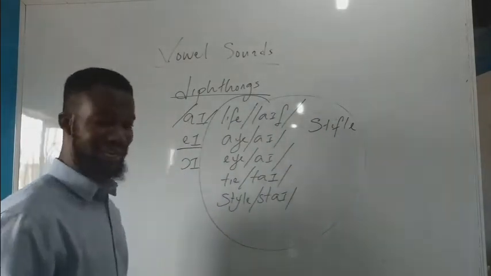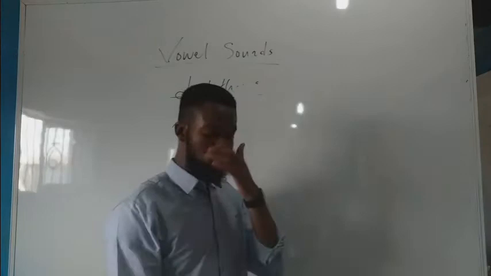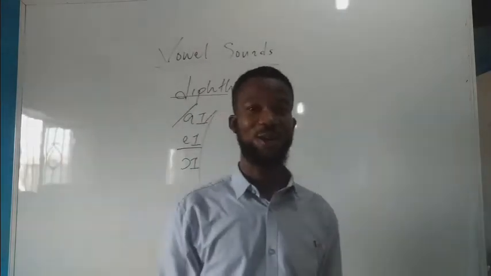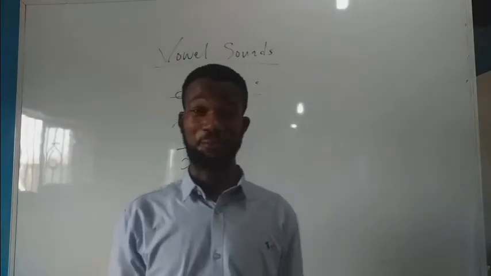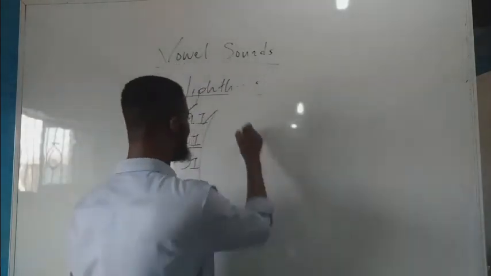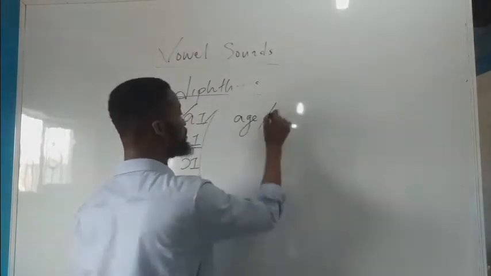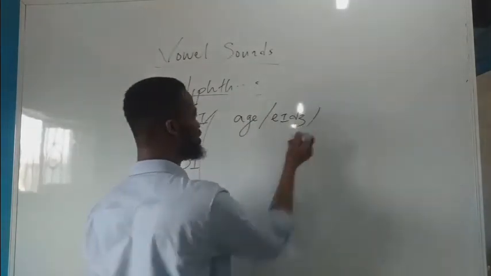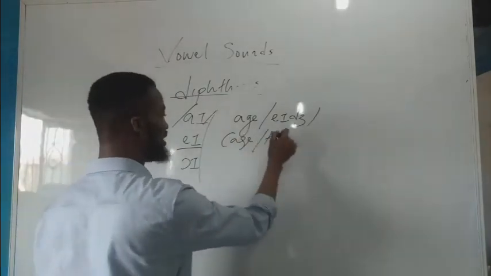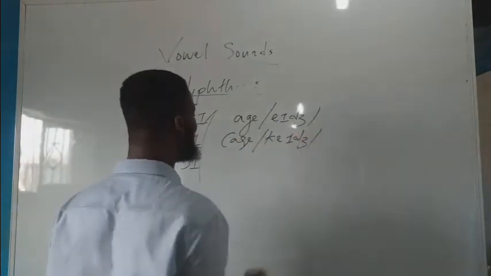Next, let's look at A. In our alphabet, we learned ABC. What we call it naturally is A. You have to break it down. So any form of A at all is pronounced A. For example, AGE is pronounced as age. You can have CAGE pronounced as cage, and so on.